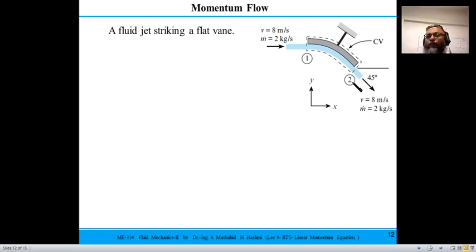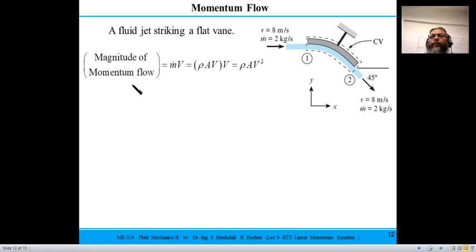So you know what the momentum is? The magnitude of the momentum flow would be the mass flow rate times the velocity. As we know, mass flow rate is rho times the volume flow rate, A times V would be the volume flow rate. Mass flow rate is rho Q, where Q is the volume flow rate. If you multiply by the velocity v, you end up with rho A v squared. We are not talking about the momentum vector, we are talking about the magnitude, so we are not bothered with the direction. That's why rho A v squared represents the magnitude of the momentum flow.